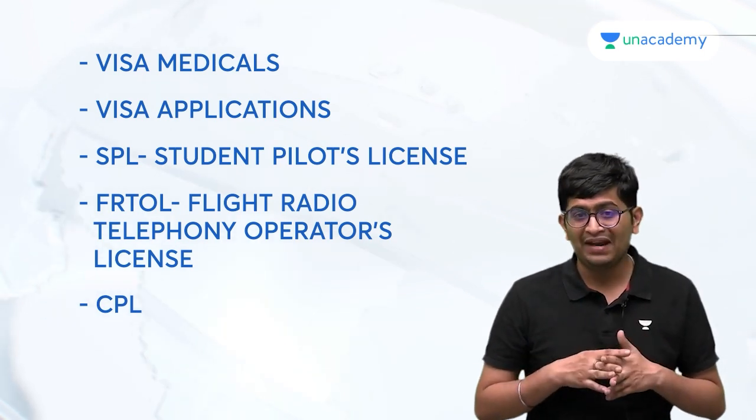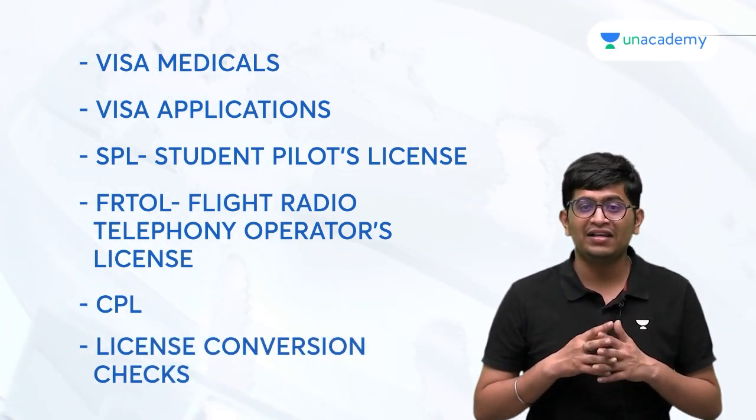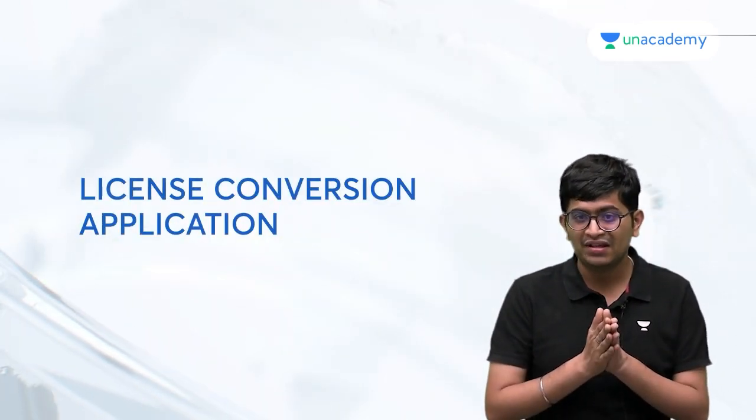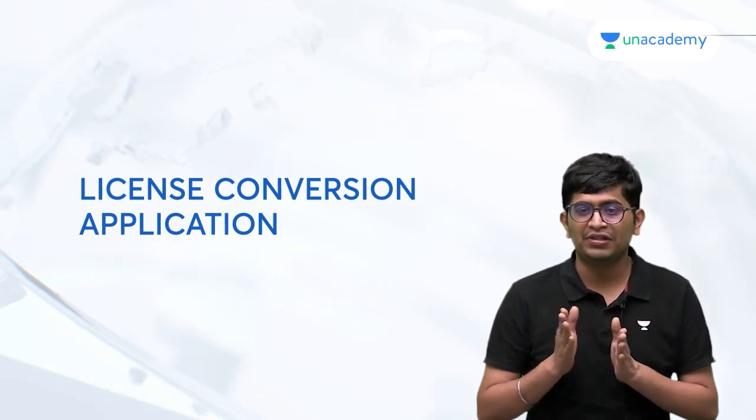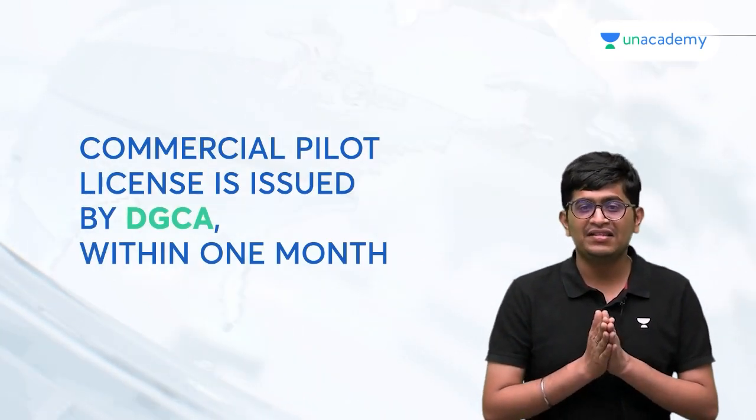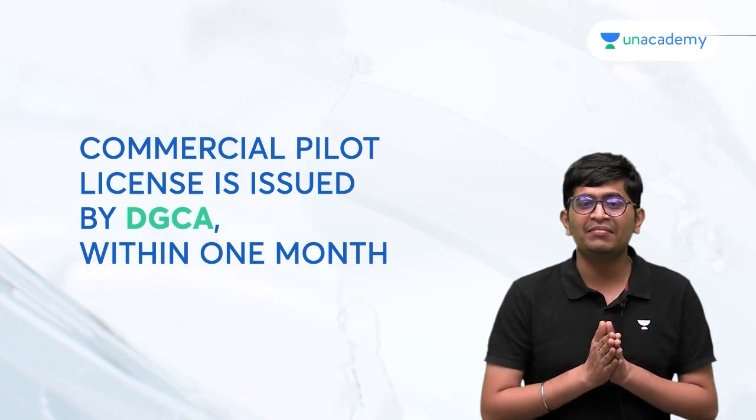Apart from that, you would also require something called the license conversion checks. Once all these prerequisites are achieved, along with general flying tests by day and night, candidates need to submit the hard copy of the license conversion application with all the other required documents to the DGCA. Recently, the DGCA has made the full process online to minimize the hassle for the applicants. Once submitted and found satisfactory, the applicant's commercial pilot license is issued by the DGCA within 1 month.